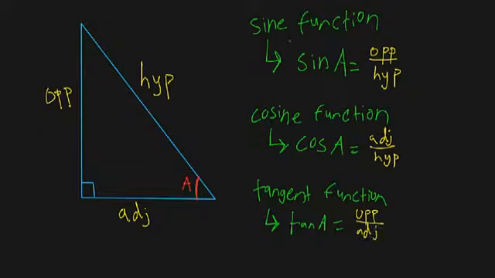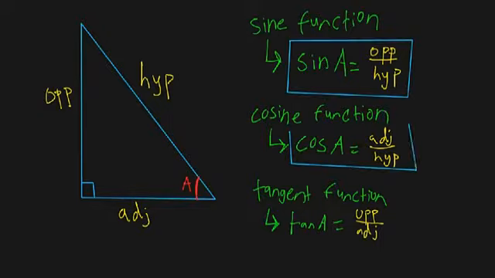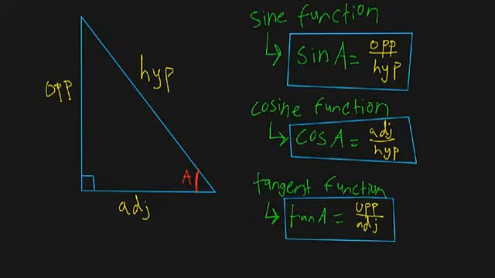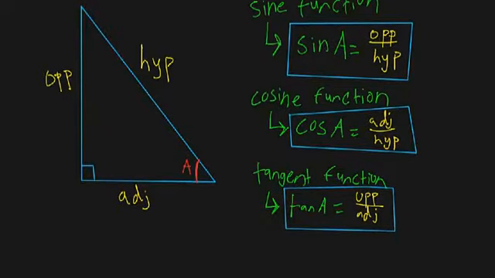These are ideas for functions that we think we might like to have. It turns out that they're very useful in physics and in math in general, in the study of triangles, which is what trigonometry is. So remember these. These are the definitions of our trigonometric functions: sine, cosine, and tangent.